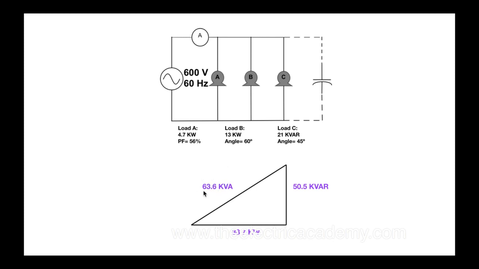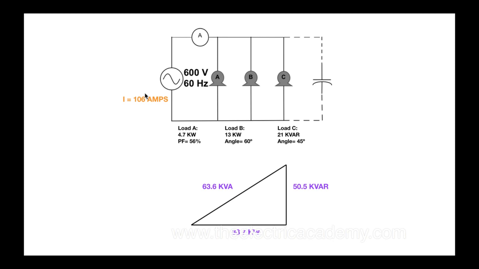So I'm going to take 63.6 kVA and divide it by 600 volts. That will give me my overall current in this circuit, which is 106 amps, which isn't that great. We've got high current. We're going to get rid of that current. We're going to bring it down quite a bit in a second here.